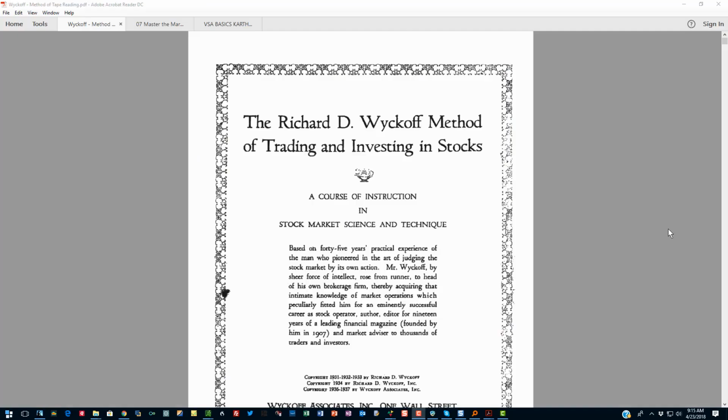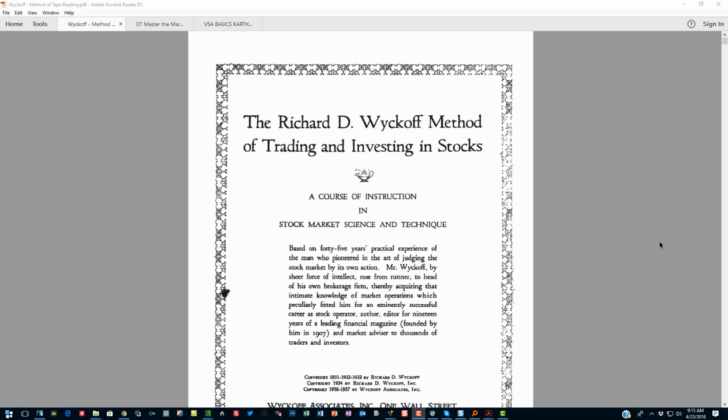Tape reading, or volume price analysis, volume spread analysis, originated with Richard Wyckoff. He was a tape reader, and he observed that volume and price interacted, and that's how he was able to read the market. He was very successful at what he did, and his approach was based upon price and volume, support and resistance, and some other techniques.